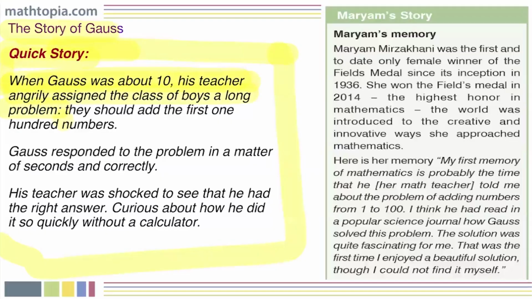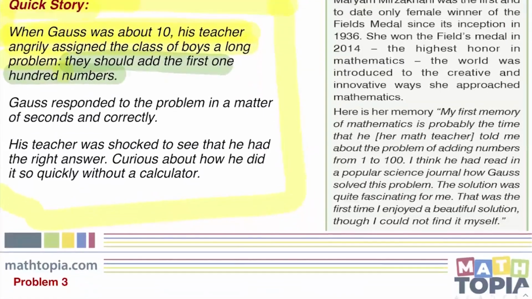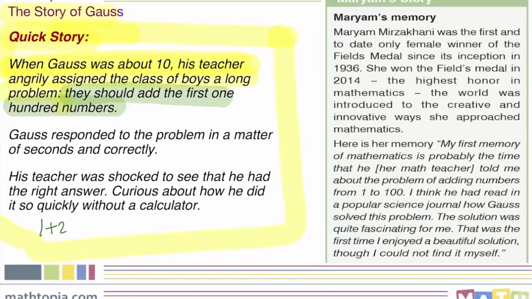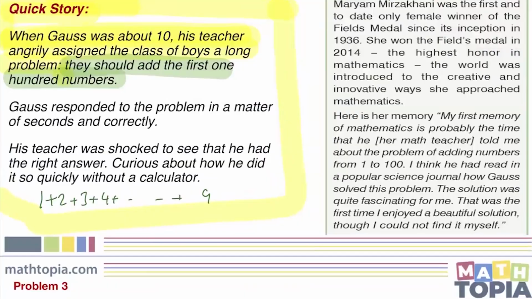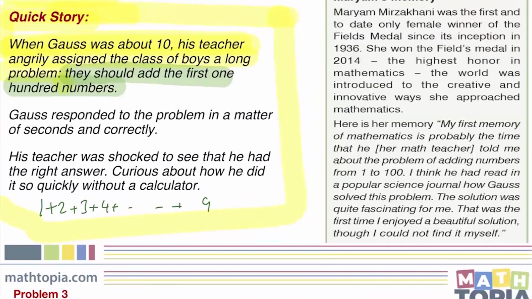When Gauss was about 10, his teacher angrily assigned the class of boys a long problem. They should add the first 100 numbers. Wow, first 100 numbers, right? 1 plus 2 plus 3 plus 4 plus and so on, right? Gauss solved the problem in a matter of seconds and correctly.